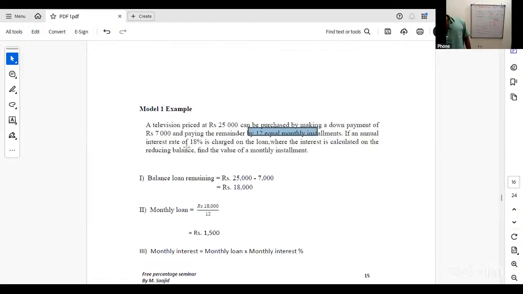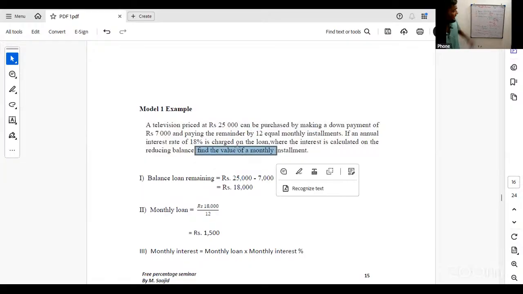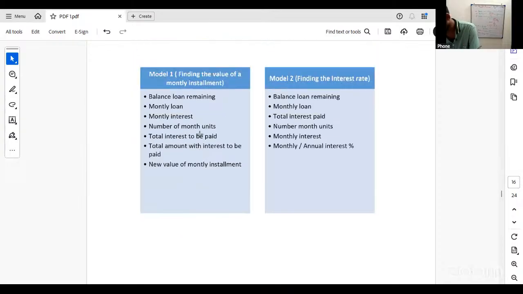Now in model 1, they asked to find the value of a monthly installment. So to find the value of a monthly installment, we did 7 steps in model 1. I hope that you understood this one. Yes, I know it might be a bit complex, but the only thing that you need to do is memorize the format of these 2 models. Once you have memorized these 2 formats, it's very easy to do questions.